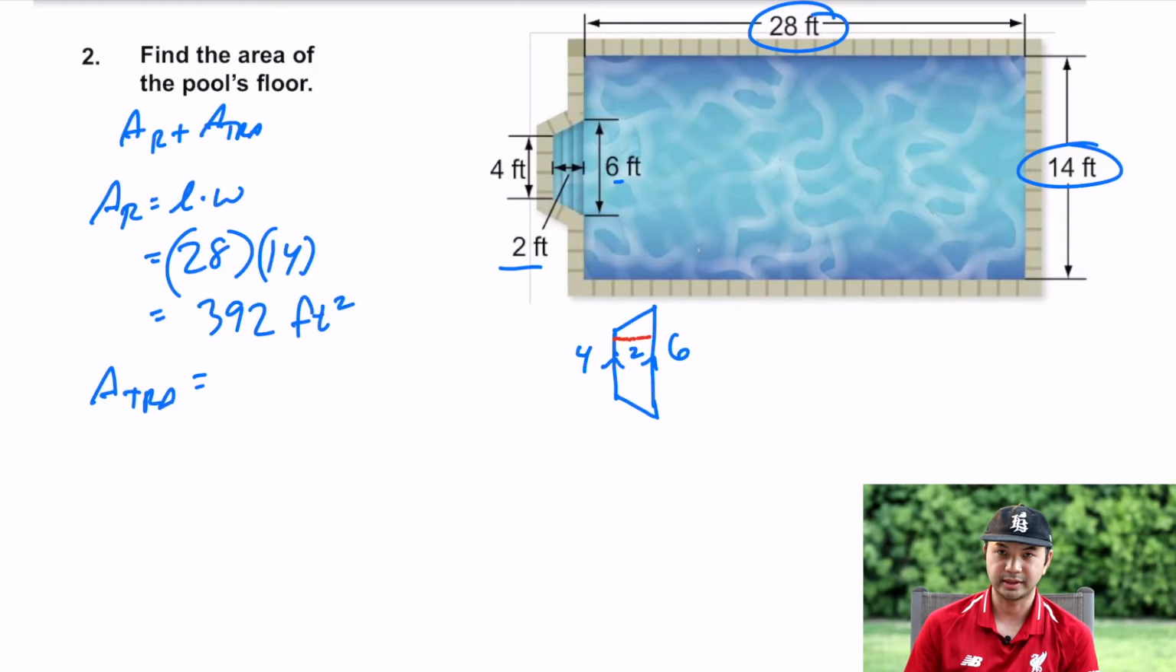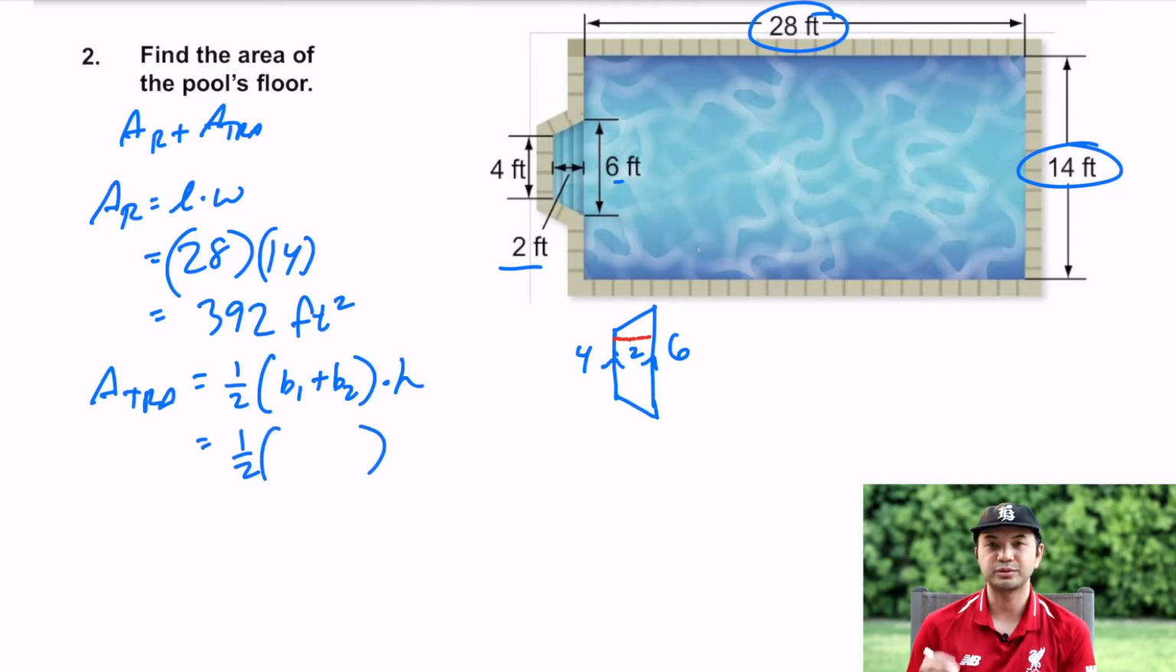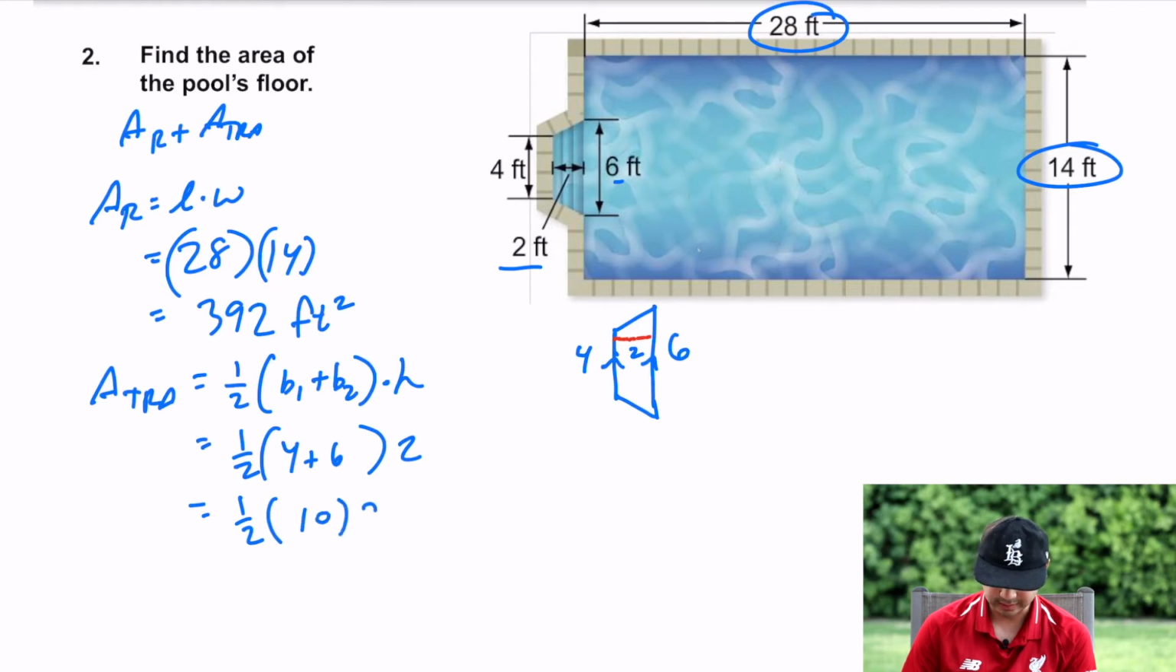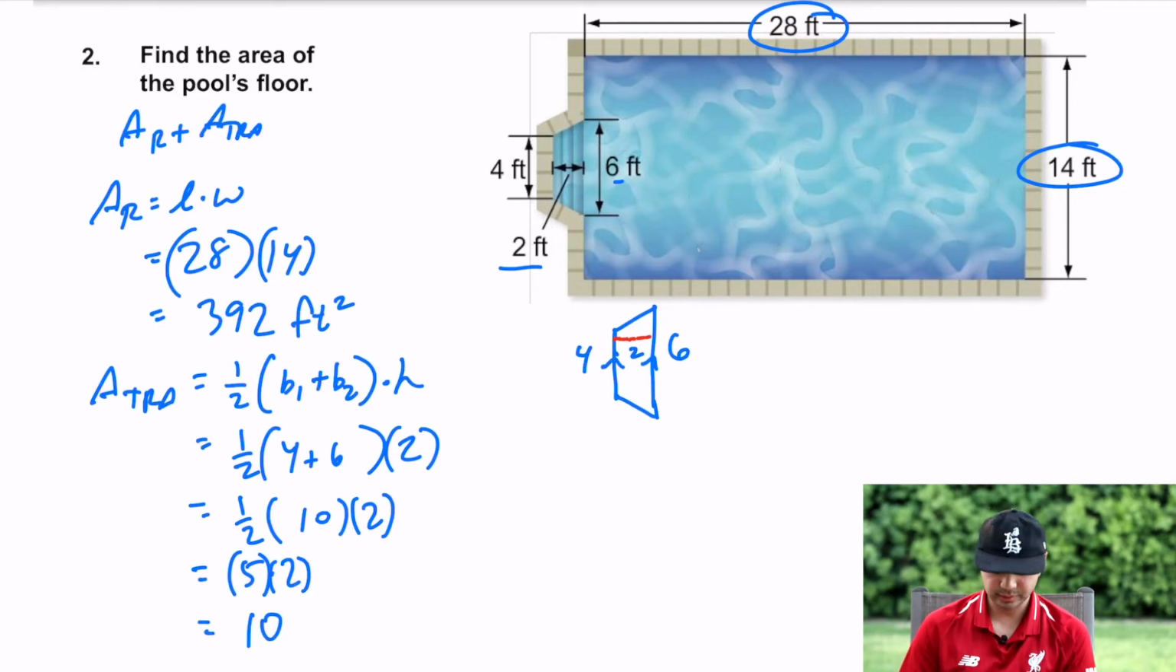Okay, cool. So let's start filling this stuff in. But first, let's write the equation for that. So it's going to be 1/2 in parentheses base 1 plus base 2 times the height. All right. So we have 1/2 there. Base 1 and base 2, we already said were 4 and 6. And the height, how far apart are they? That's 2. Okay, now it's just doing this. 1/2 times 10 times 2. And this is 5 times 2. And we have 10. Okay, so the area of the trapezoid is 10 square feet, or feet squared.